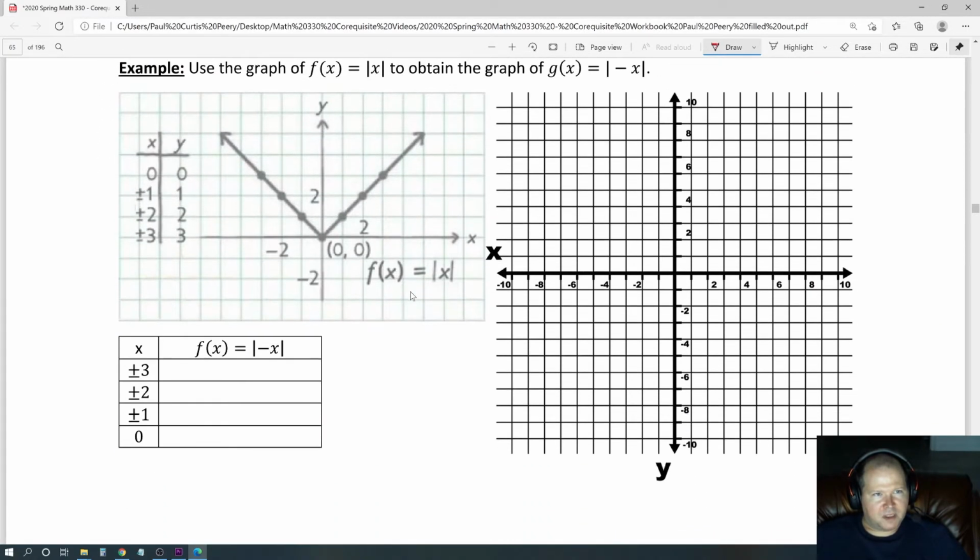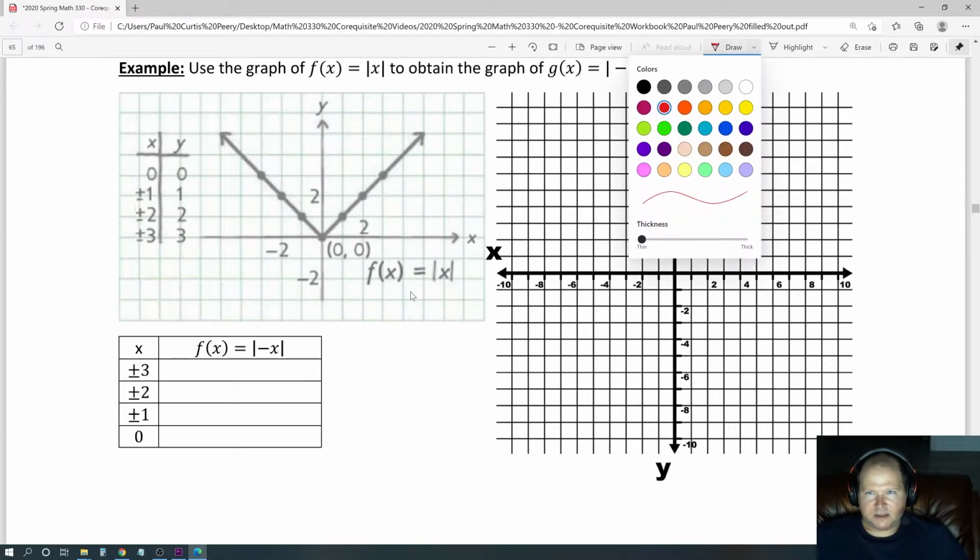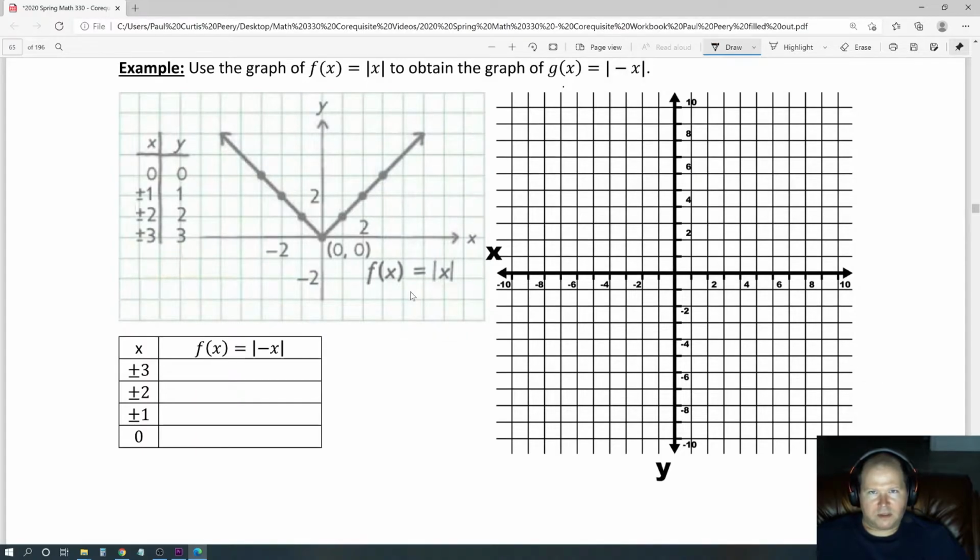Okay, let's try another one. Use the graph of f of x is equal to absolute value of x to graph g of x, which is equal to the absolute value of negative x. Whether I plug in a negative or a positive 3, it's still going to spit out a positive 3. Plug in a negative or positive 2, it's still going to spit out a positive 2, because the absolute value of both 2 and negative 2 is 2. And if I plug in a negative or positive 1, again, it's going to spit out a positive 1. And we have a 0.